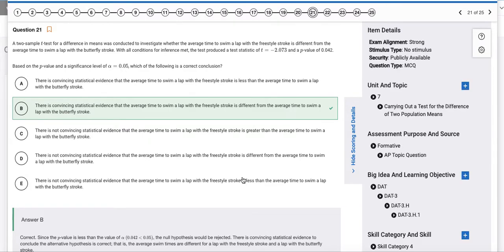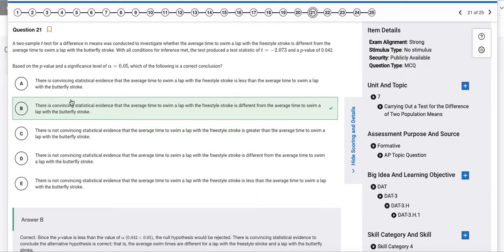Number 21 is asking about how you would write your conclusion. So you have a p-value here, but it's also good to recognize what your alternative hypothesis would be here. If you read the first line right here, the average time to swim a lap with a freestyle stroke is different from butterfly stroke. So different means not equal to, okay?